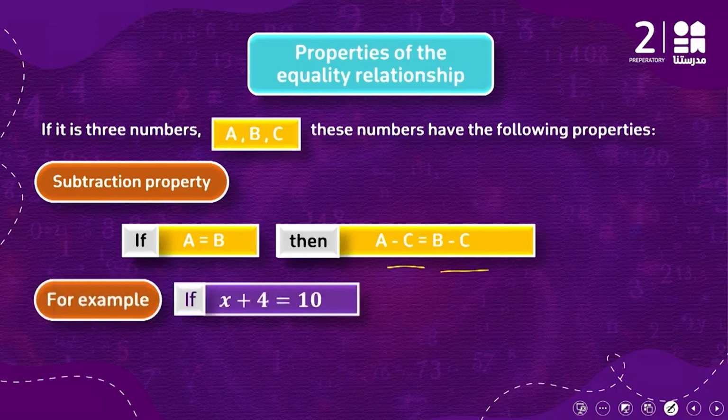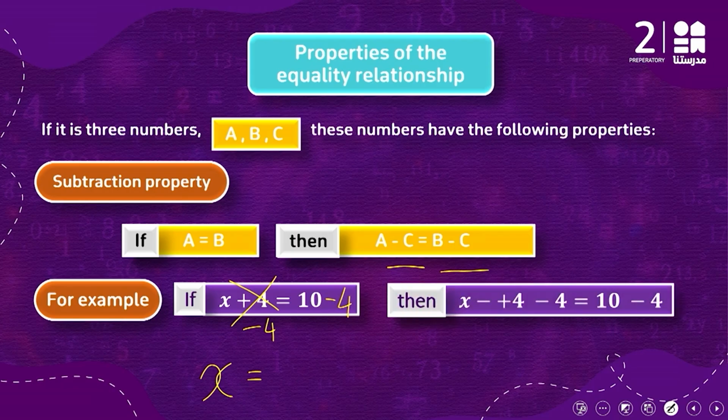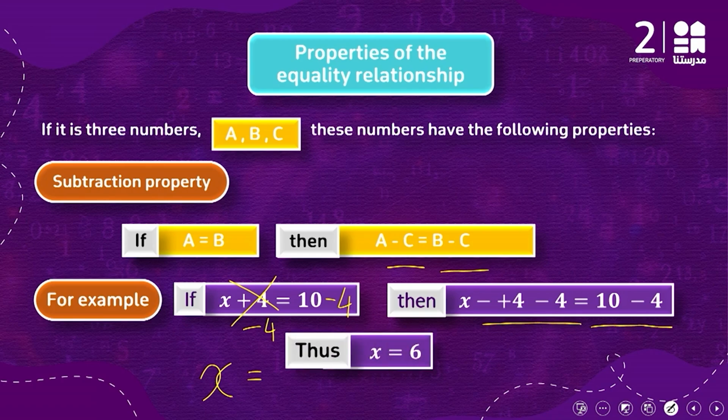Example, if you have x plus 4 equal to 10, and if you need to find the value of x itself, you need to take out this 4. You can cancel plus 4 using minus 4. And if you subtract 4 from one side, you have to subtract 4 from the other side also. So that means you have this x, and you have 10 minus 4. At the end, x equal to 6, as 10 minus 4 is equal to 6.